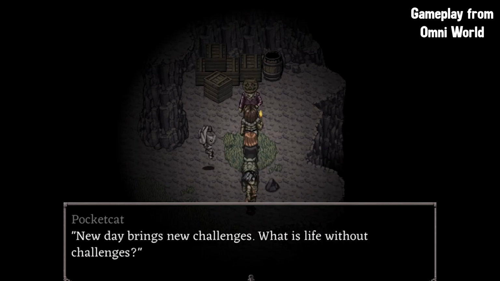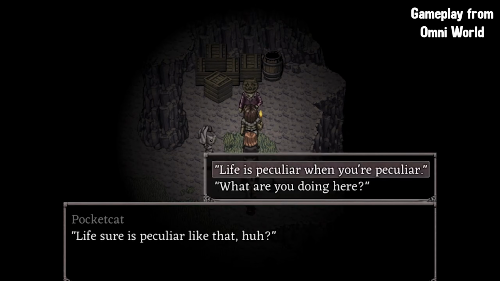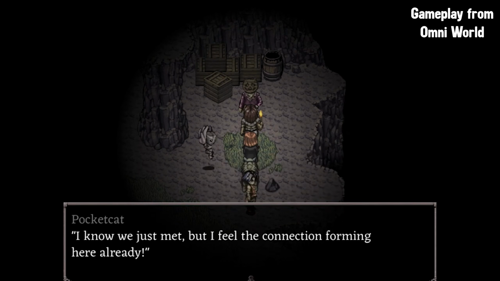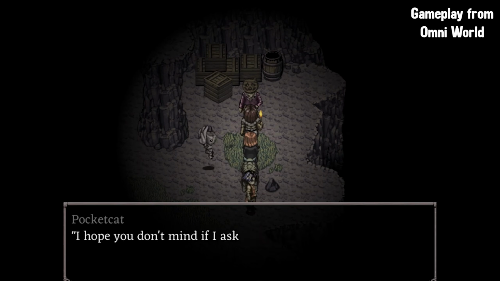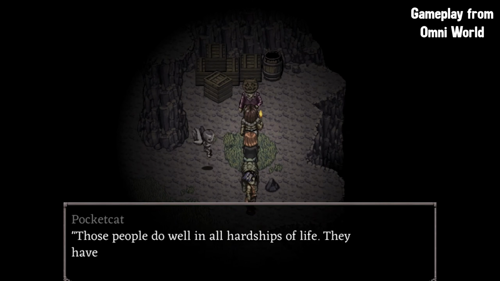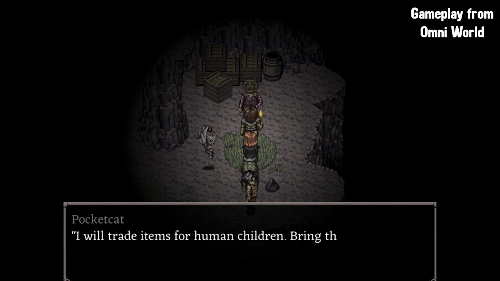In Fear and Hunger 1, the player first meets Pocketcat in the caverns. Pocketcat is well spoken and charismatic, which is a huge contrast to almost everyone else you'll meet in the dungeon. He starts off talking a little philosophically, and in my opinion, almost seems like a trustworthy character in the beginning. That is before he ultimately tells you his actual intentions. He wants children.